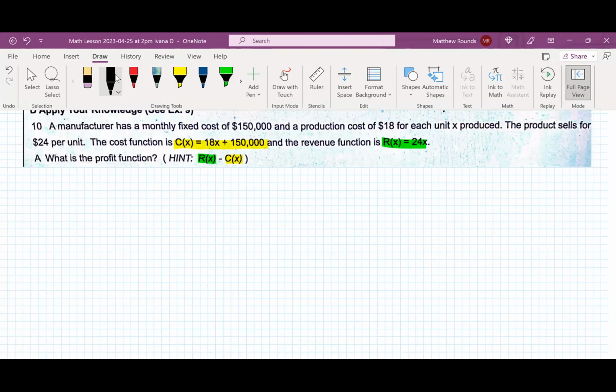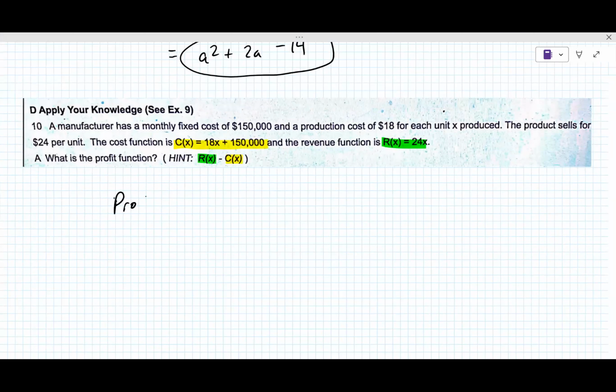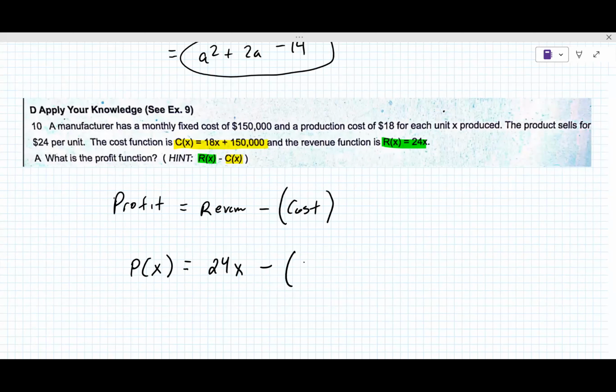And if you've been around anyone in business, they talk about profit. Profit is revenue minus cost. So we're going to use P for profit here. And we're going to take the revenue function 24X and subtract the cost function. Now, whenever you subtract something, you want to pretend like it's in parentheses, like it is here. You're subtracting the entire cost function. If you don't put it in parentheses, you're only subtracting the first part of the cost function.